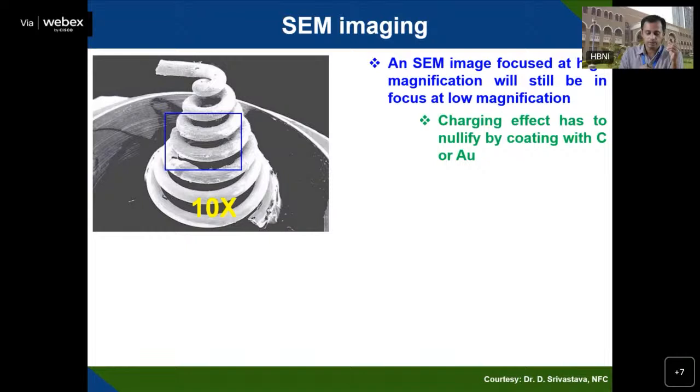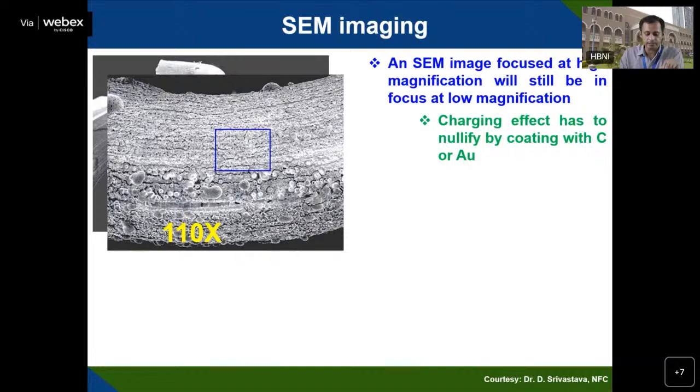The charging effect has been nullified by using a carbon or gold coating. This is 10x, and you can see the coil structure. If you go to a slightly higher magnification, that is 110x, you can see the particular area I have marked here. I have enlarged this area, and at 110x you can see the internal morphology.